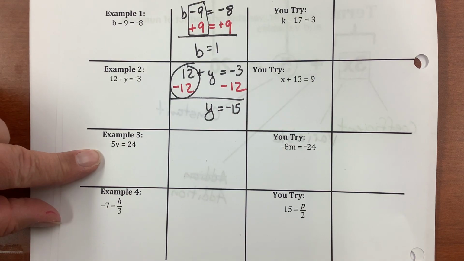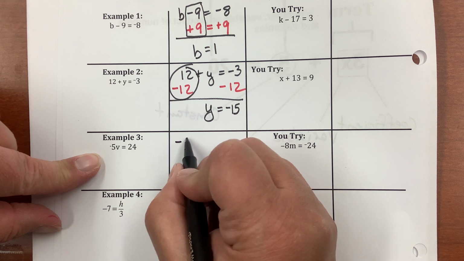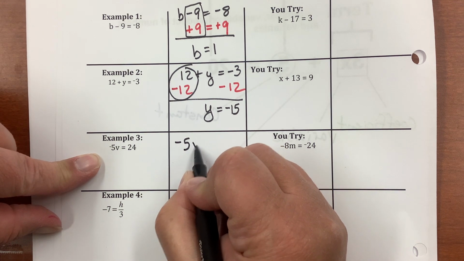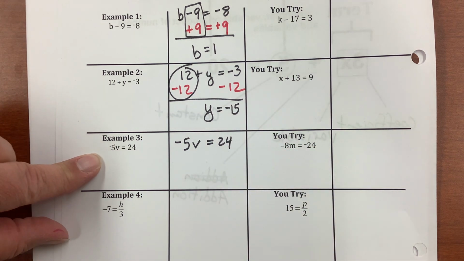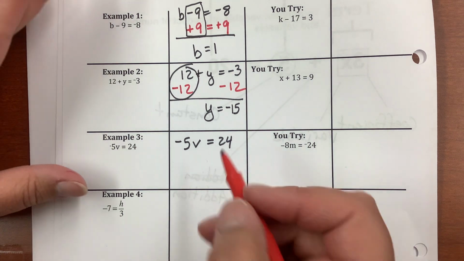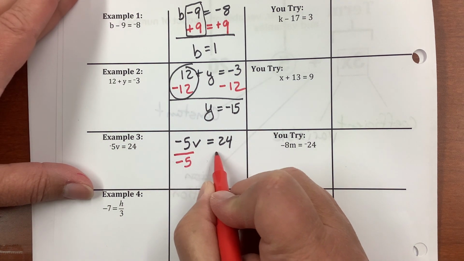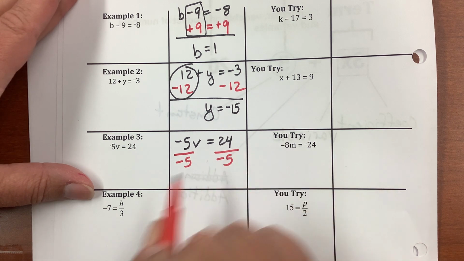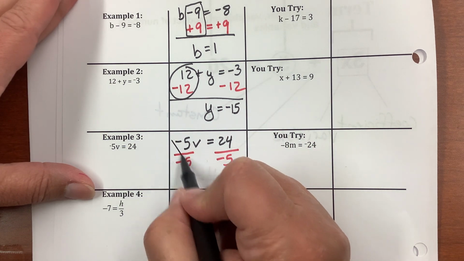Oh, what is this? Well, let's rewrite it. First of all, I'm going to make that negative 5 very large. Negative 5v equals 24. Now, the inverse of multiplying by a number is dividing by a number. And in algebra, you write division like a fraction. So I'm going to write this as divide by -5. Divide by -5. -5 divided by -5 is 1.